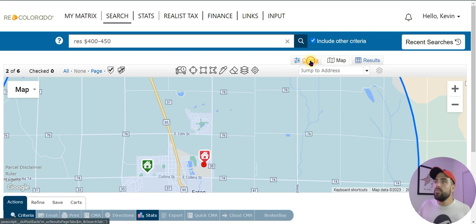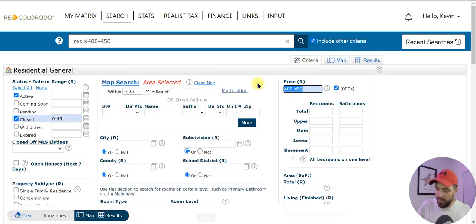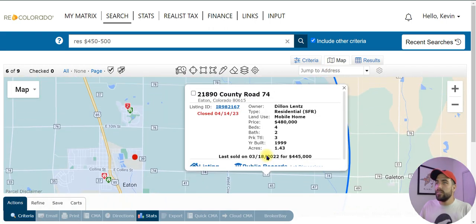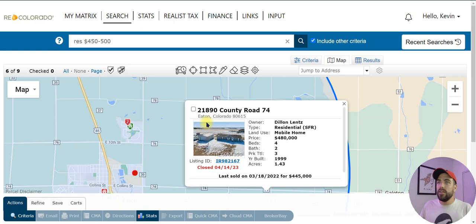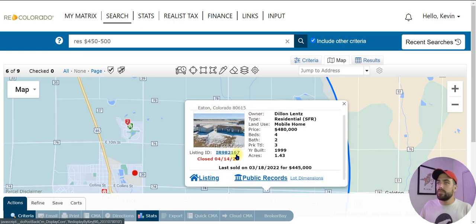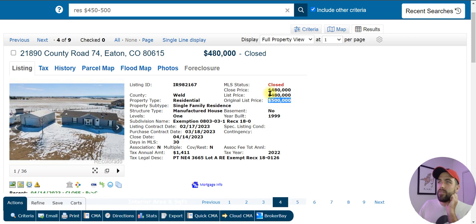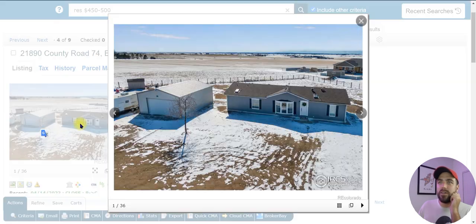So now let's look at above 450. So I'm going to go 450 to 500. And we've got 9 matches. So let's look. This one at 480. It's going to be, so it's listed at 500. It's at 480 for the sale. It's been on the market for 30 days, which is not too long.